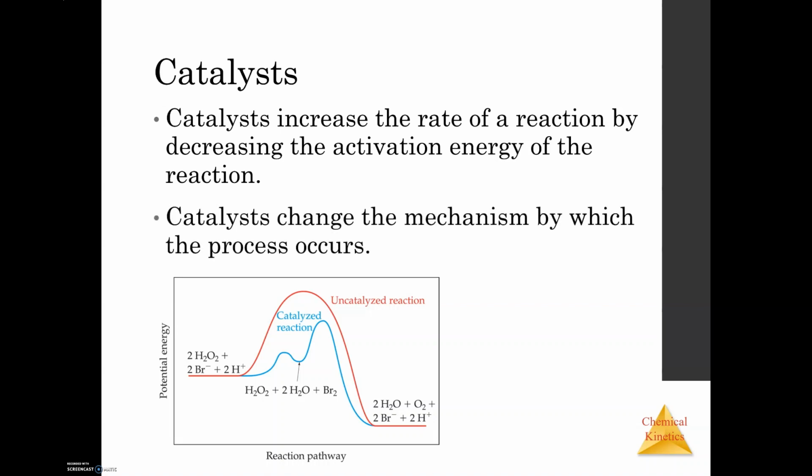In the graph you see here, the blue line represents a catalyzed reaction and the red line represents the uncatalyzed. So what you see is a change in the size of the hill. The activation energy for the catalyzed mechanism is much smaller than the size of the hill for the activation energy for the uncatalyzed reaction.